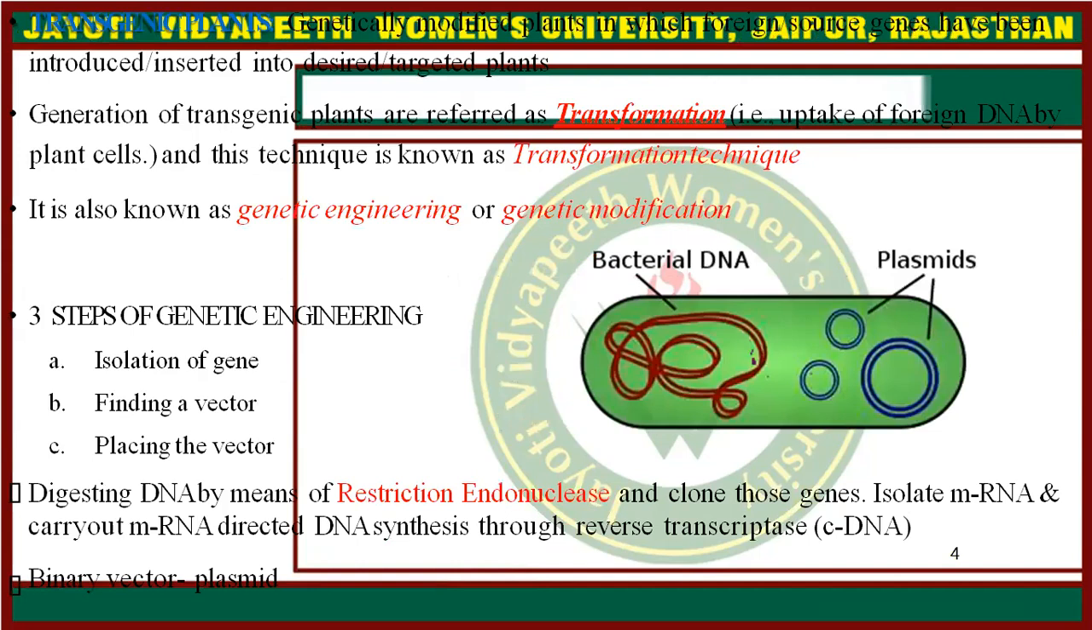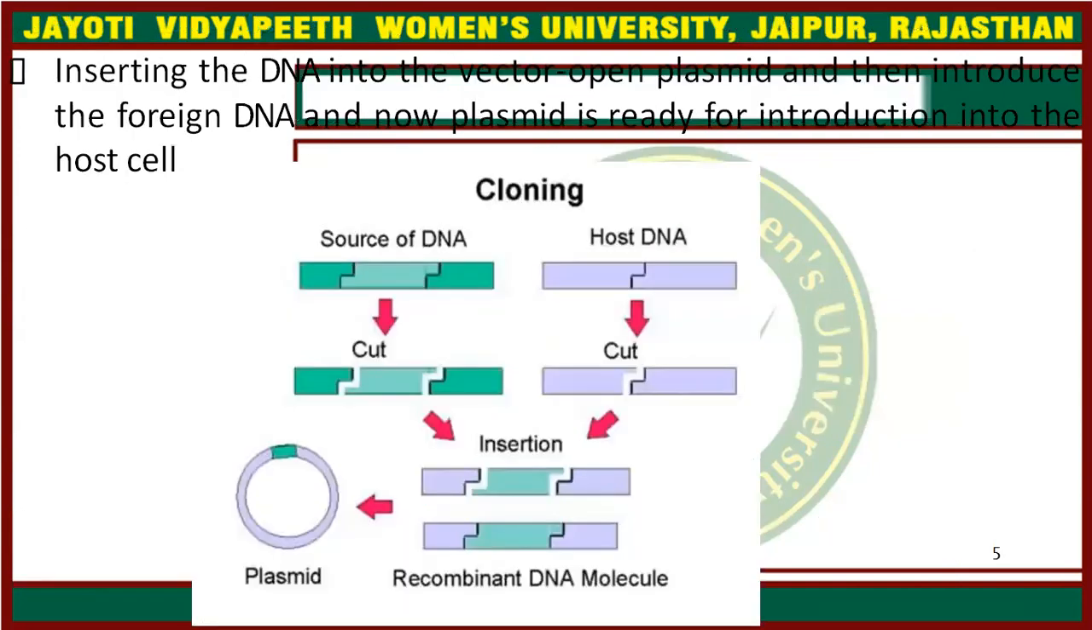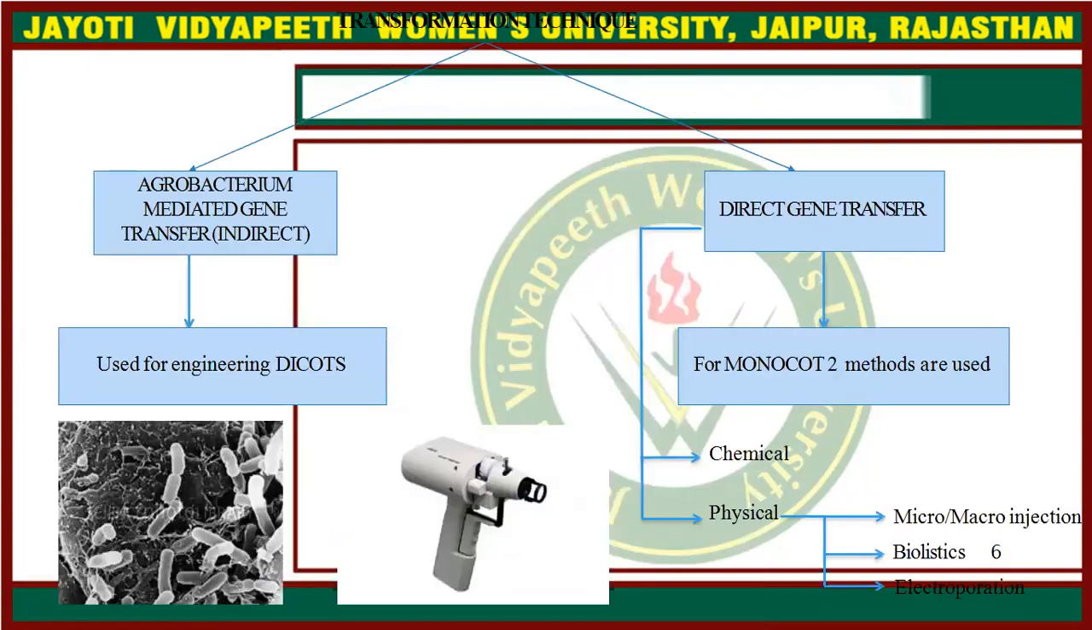The steps of genetic engineering involved in making transgenics are isolation of the gene, finding a vector, and placing the gene in the vector. These are the basic processes we discussed in the previous session about cloning and making the recombinant vector. And the transformation technique is basically divided into two types. First is Agrobacterium mediated gene transfer, which is an indirect method, and second is direct gene transfer.